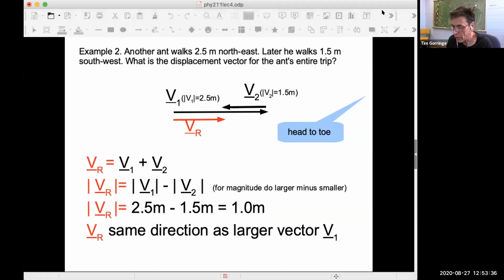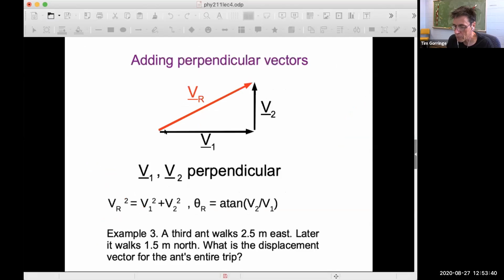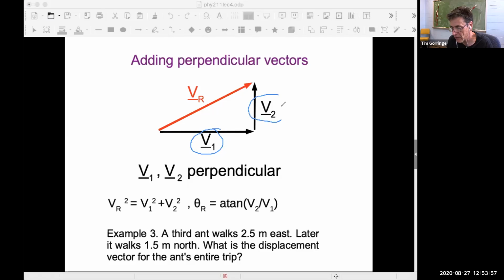The other special case I wanted to look at was perpendicular vectors. And so here's the example for adding together two perpendicular vectors. So again, here's V1, the first vector that we want to add together, V2, the second vector that we want to add together, and these are at right angles to one another. There's 90 degrees between them.